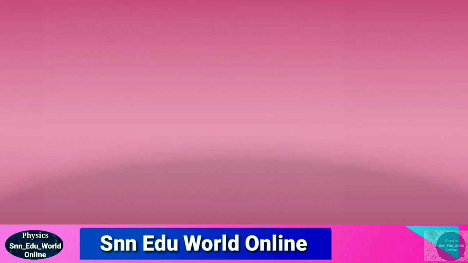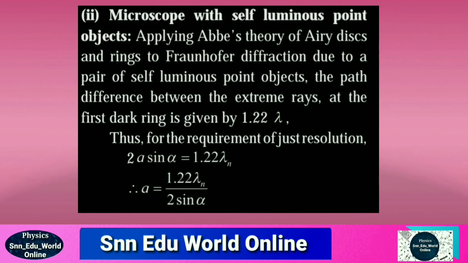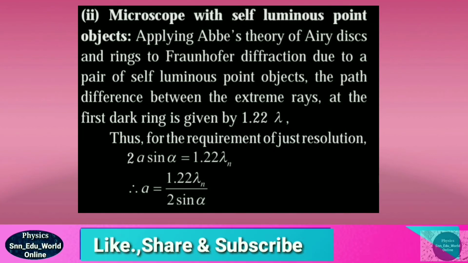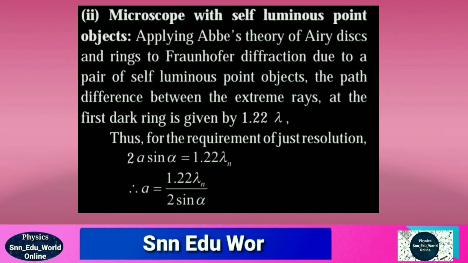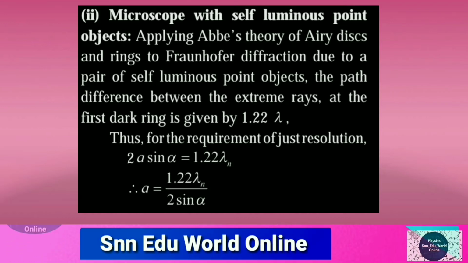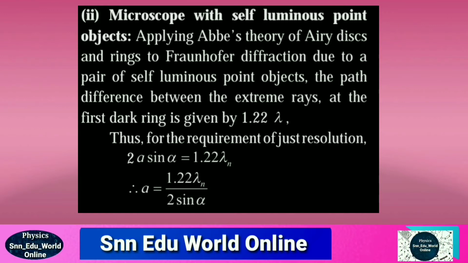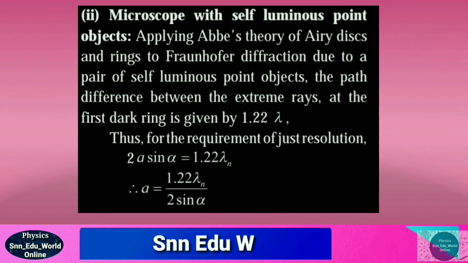Now suppose the second condition: a microscope with self-luminous point objects. If we are observing self-luminous point objects through the microscope, then we have to use Abbe's theory of the Airy disk. The Airy disk we already observed in the Rayleigh criterion. So we apply Abbe's theory of the Airy disk here, and Fraunhofer diffraction due to a pair of self-luminous point objects. Here the path difference can be given as 1.22 lambda.